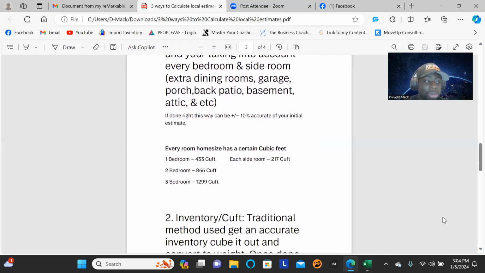So a 1 bedroom typically would be about 433 cubic feet. 2 bedrooms, 866, 3 bedrooms, 1299, and each side room you could probably consider half of a bedroom. So once you create a formula like this in a spreadsheet, I would say a spreadsheet just so that you could keep track of it, the math does the math in Excel, and it just becomes so much easier to track.